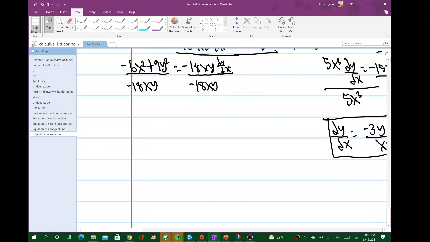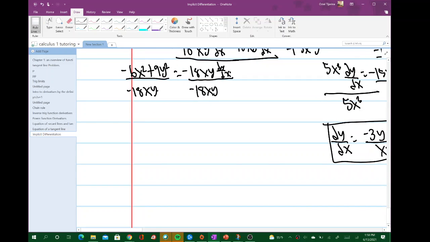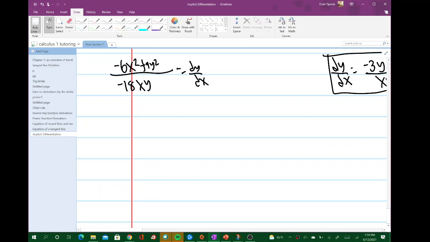So basically you have negative 6x squared plus 9y squared over negative 18xy equals dy dx. Now you can simplify this.